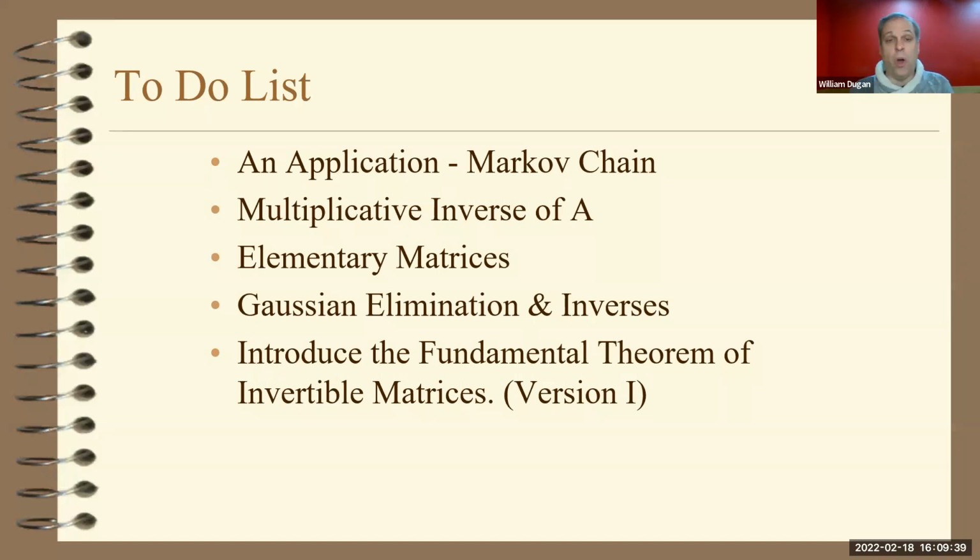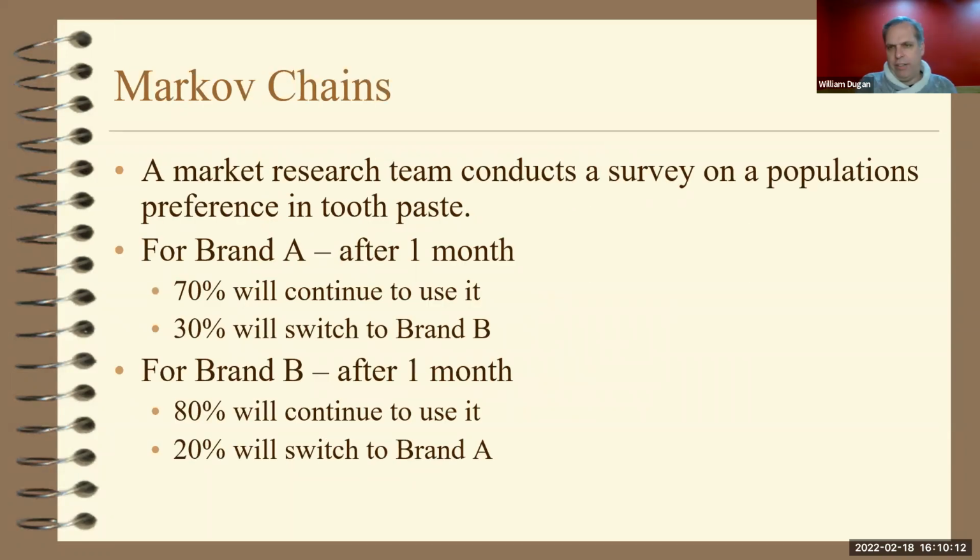In later videos, we'll talk about elementary matrices in order to try to tease out the connection between matrix multiplication and various row operations. That will then lead into eventually how to use Gaussian elimination in order to find the inverse of a matrix. And at the very end, the last video, we introduce the fundamental theorem of invertible matrices, at least the first version. Obviously, this is a hugely important theorem because otherwise it would not be called a fundamental theorem of the course. So let's get started. Markov chains.